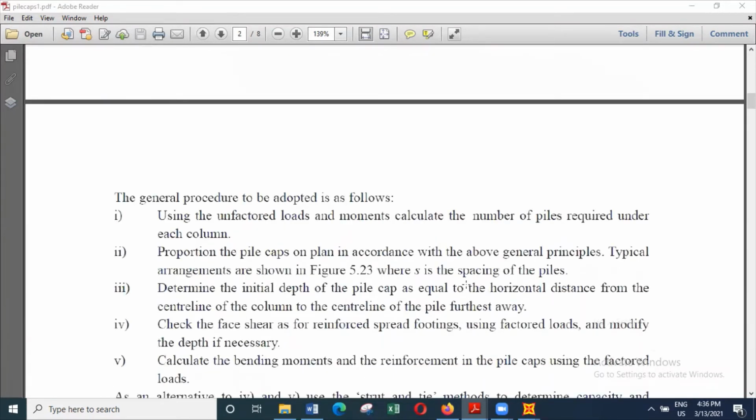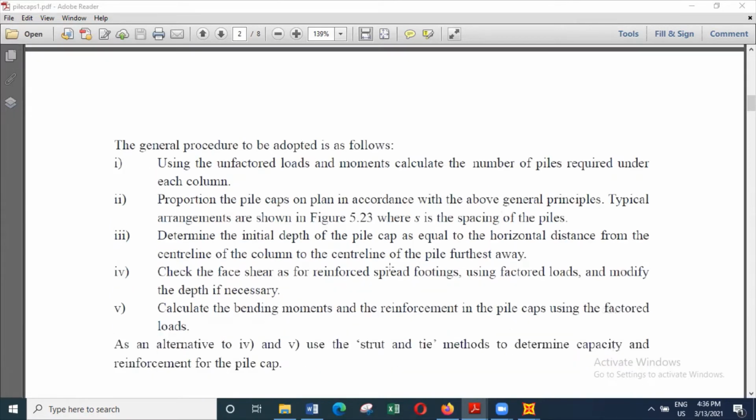So generally the number of piles is selected, and this is also from the structural manual. What they say is the number of piles should be selected based on the unfactored load, and then you can use the factored load for the design of the pile cap using the strut and tie model, or by considering that it behaves as a beam.